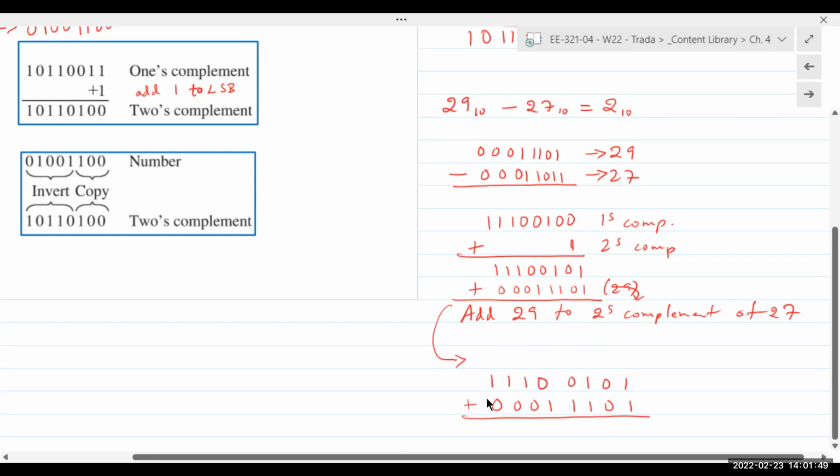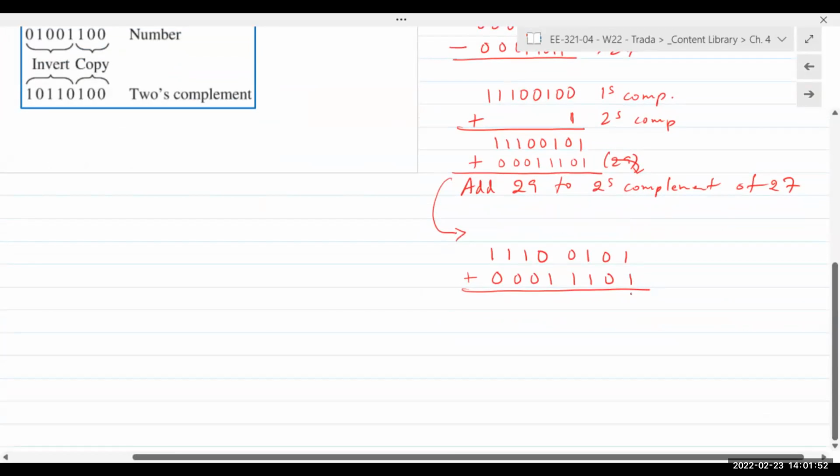So now, starting with the least significant bit, 1 plus 1, sum is 0, carry forward 1. 1 plus 0 plus 0, 1. 1 plus 1, 0, carry forward 1. 1 plus 0 plus 1, again 0 and carry forward 1. 1 plus 0 plus 1 again gives me 0, carry forward 1. 0, carry forward 1. 0, carry 1. Ignore that last digit, we don't care about that. So we ignore that. Yep, 8 bits. And what do we get?